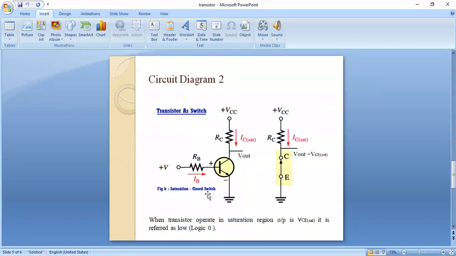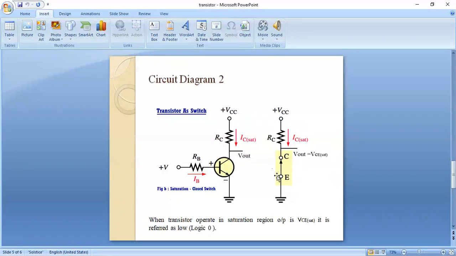Now the second condition is the saturation condition. In the saturation condition, when you apply the input voltage, base current flows to the base terminal and collector current flows to the collector terminal. In saturation condition, emitter and collector junctions are both forward biased. As current is flowing at the base terminal and the collector terminal, this transistor acts as a closed switch.